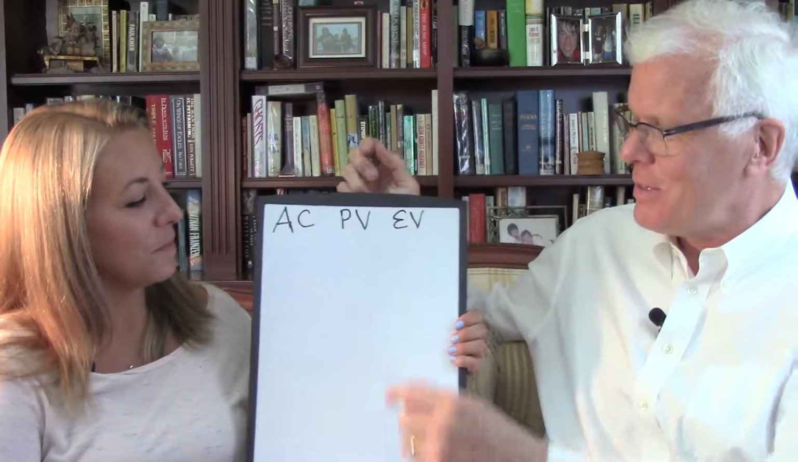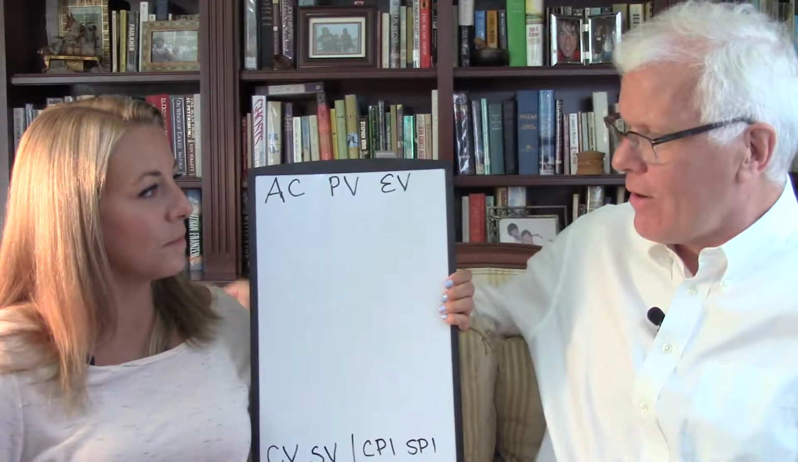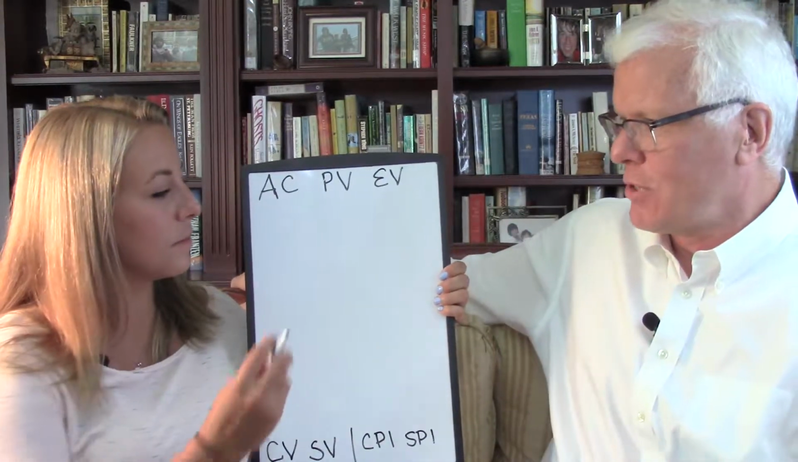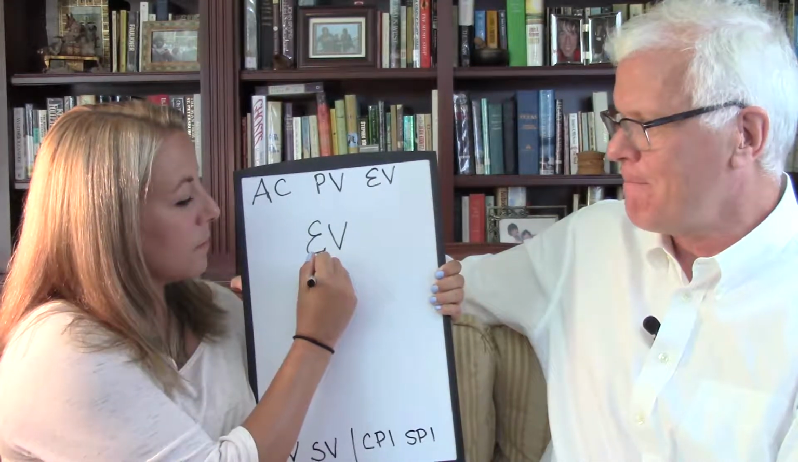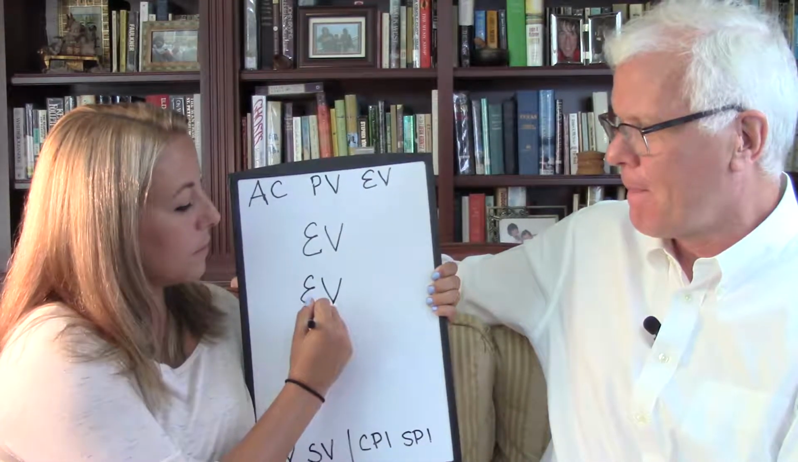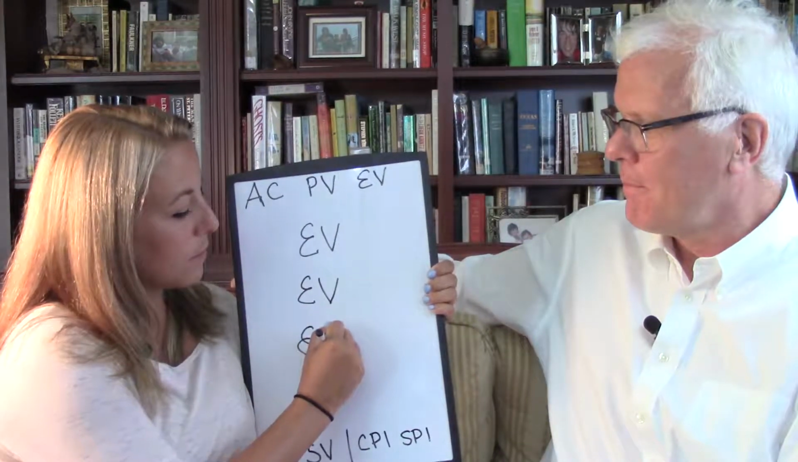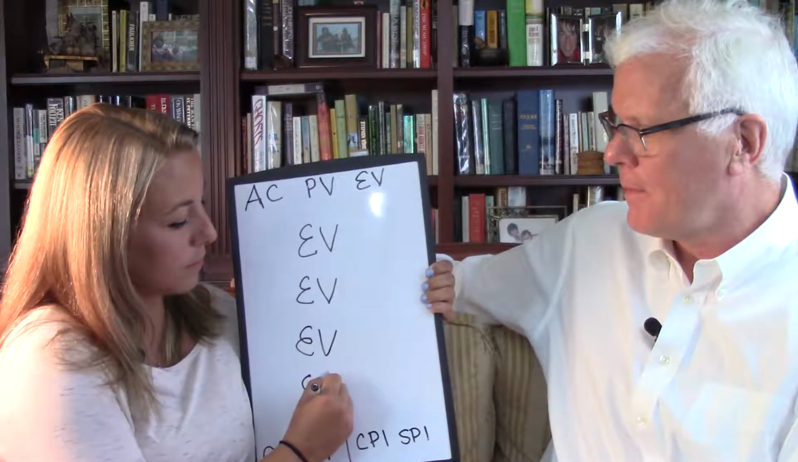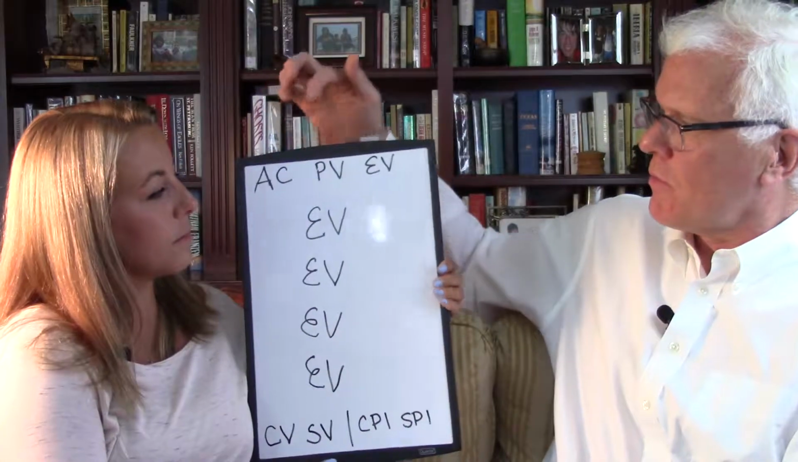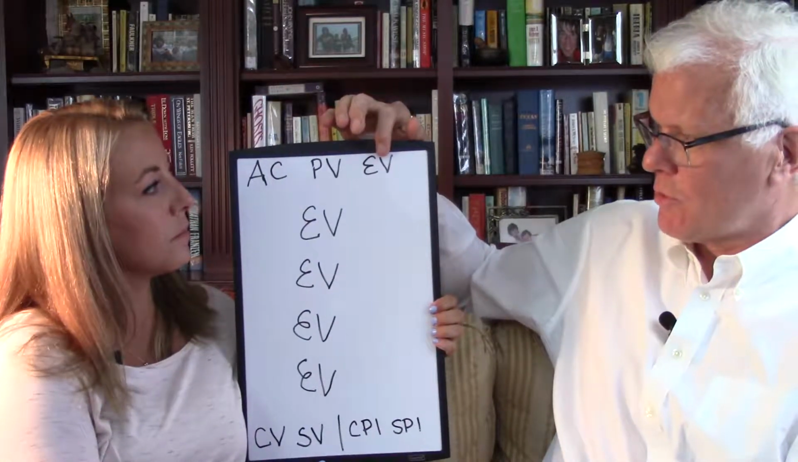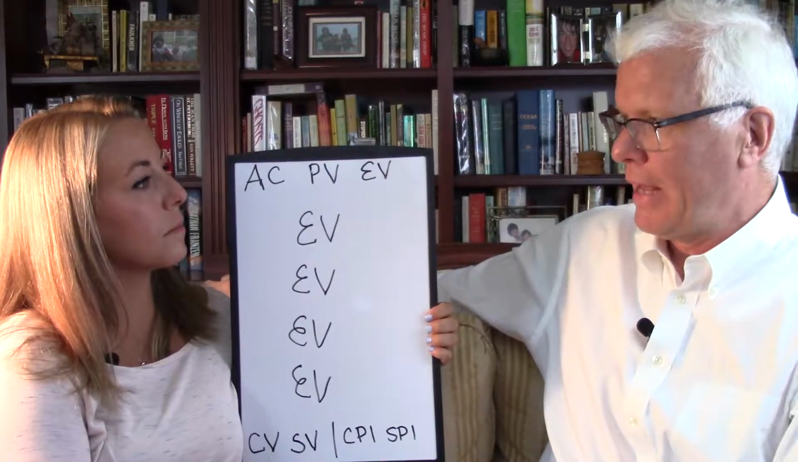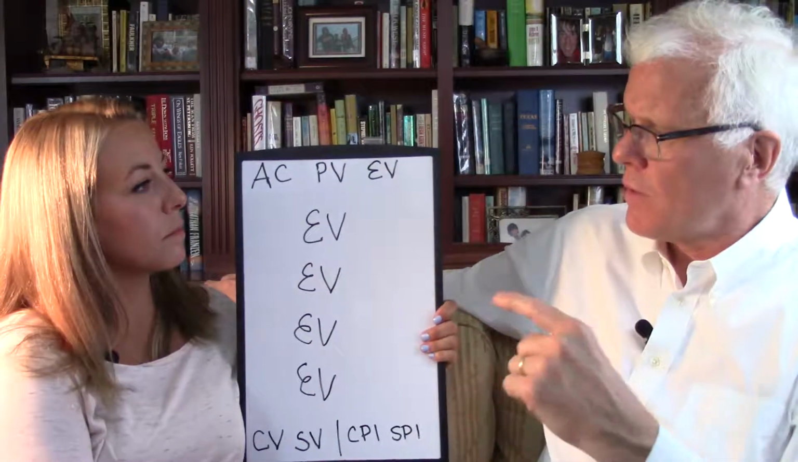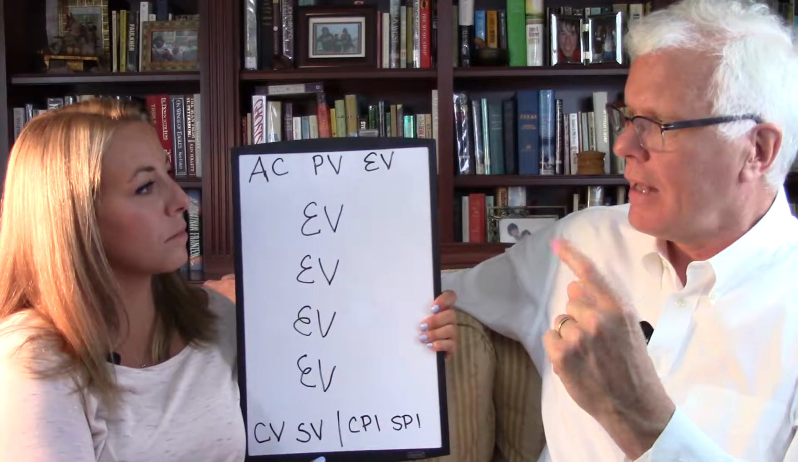What I'd like you to do is, down the middle, write down earned value, EV, EV, EV, 4 times. Leave a little space between each one. Good. Of the 3 that we're given, you've already written the first one down. Now we've got 2 more to work with: AC, actual cost, and PV, planned value. From the first one, I want you to subtract actual cost.